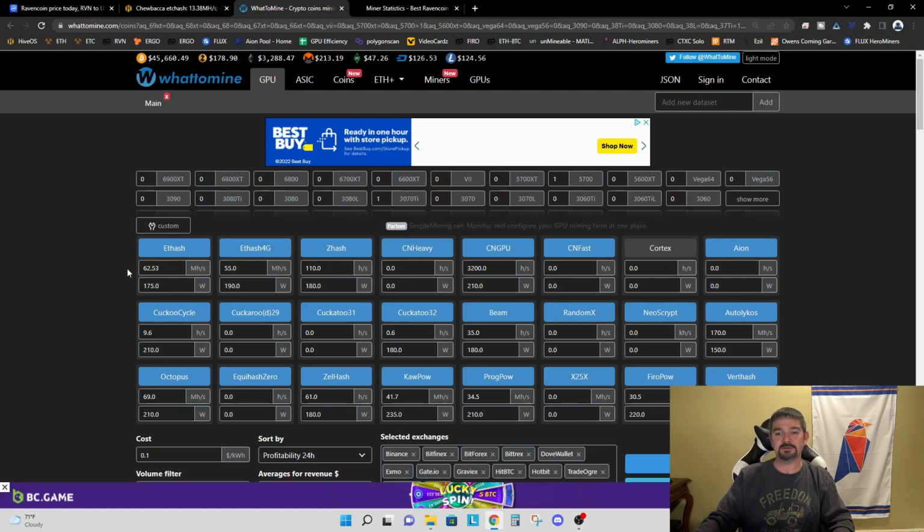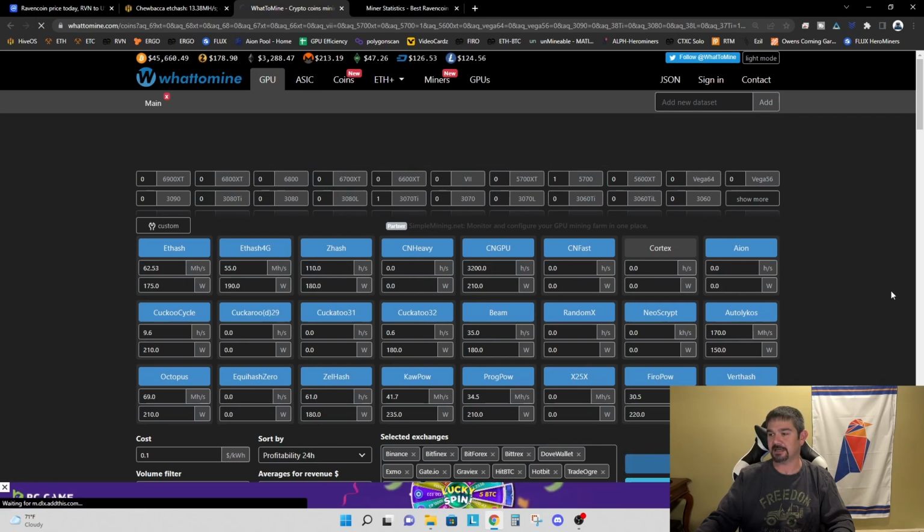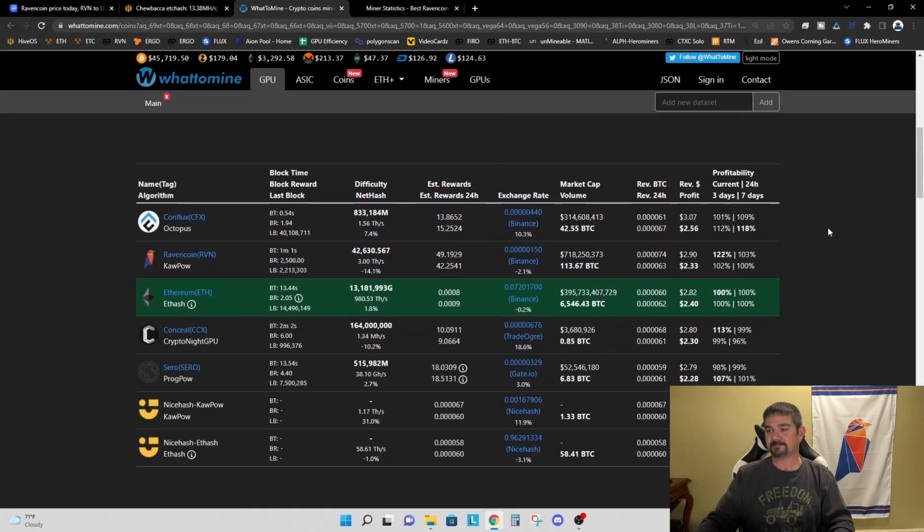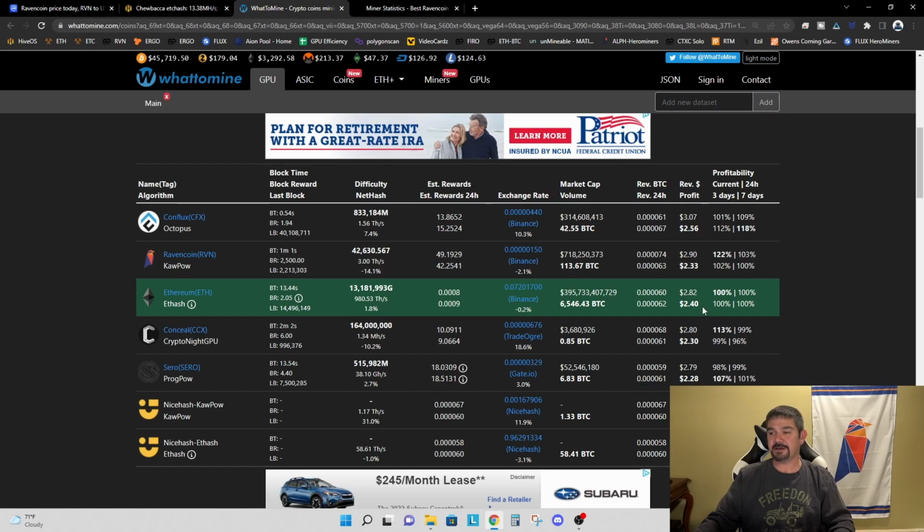So for comparison, I'm using Ethereum. I can get 62.53 megahash at 175 watts using the latest version of LOL Miner 1.47. And that is the version that has the improved LHR unlock. And for Ravencoin, we're using 41.7 megahash at 235 watts. So for comparison, the price of Ethereum today is $3,288. Let's calculate and see what we've got. So you can see that Ethereum right now is only 7 cents per day more profitable than mining Ravencoin, which was very surprising to me.